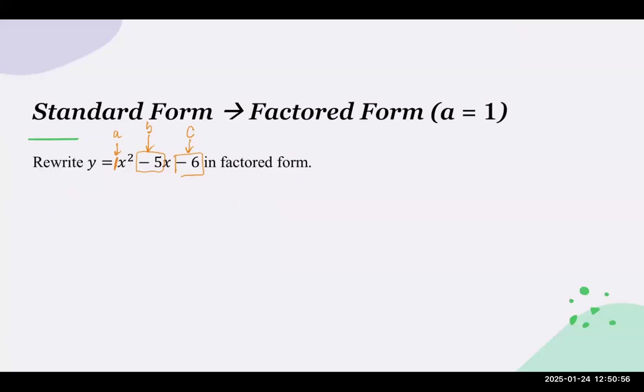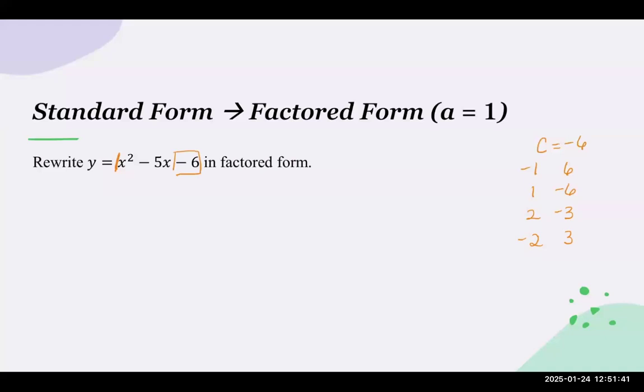Okay, so keeping that in mind, since we do have an A value of 1, our approach is to take a look at the C value, which is the negative 6, and think about all of the factor pairs that would give you a negative 6. So it could be a negative 1 and a positive 6. It could be a positive 1 with a negative 6. It could be a positive 2 with a negative 3, or it could be a negative 2 with a positive 3. Any one of those pairs would multiply to give you a negative 6. Okay, so factor pairs of negative 6 is what we start with.